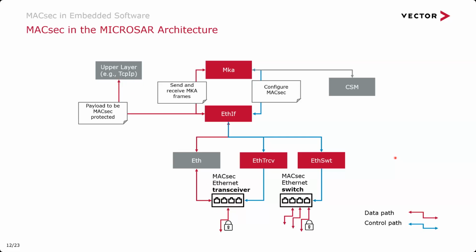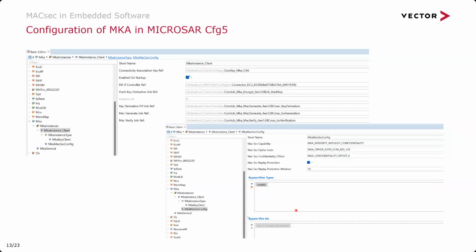Now, what is also added is basically the same thing, not for a transceiver, but for a switch. The scenario is very similar. The only difference is that now we are configuring not only one port of one transceiver, but probably many ports of an Ethernet switch. Configuration of all of this is done through the normal Configurator 5. I'm not going into the details here, but it's possible to configure the different MKA instances and the references to the crypto jobs. Everything that is needed from the MKA side and from the MACsec side can be configured in the configurator.